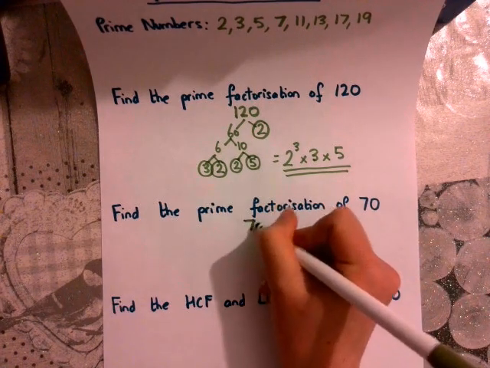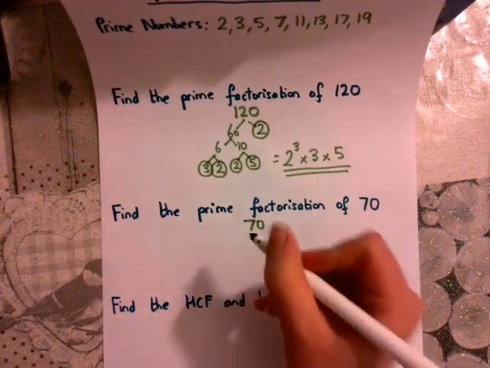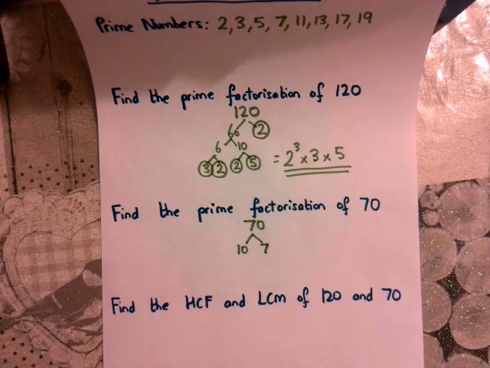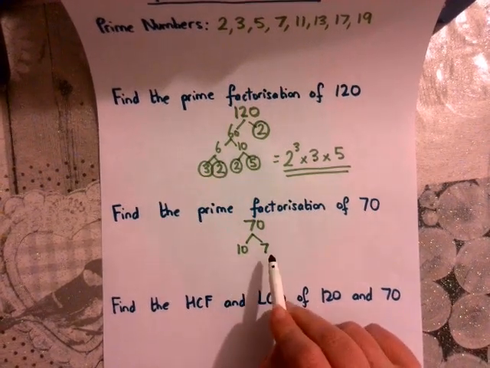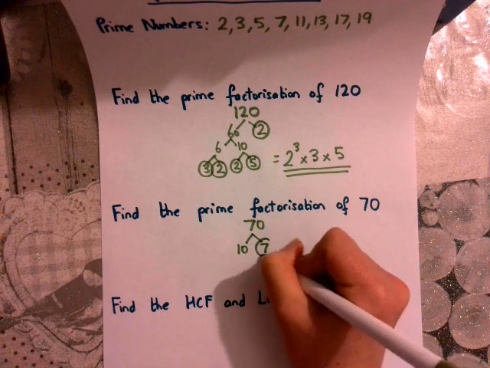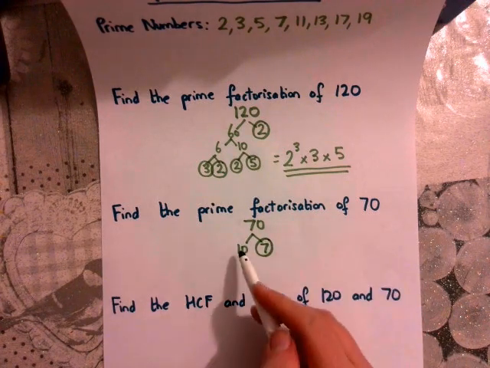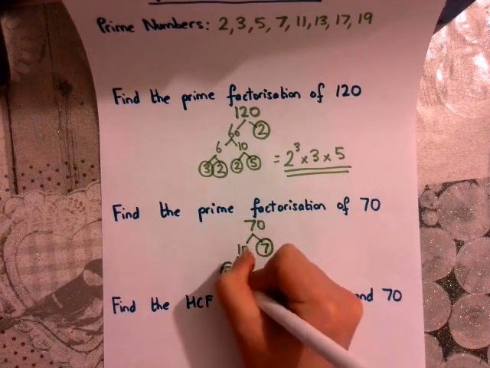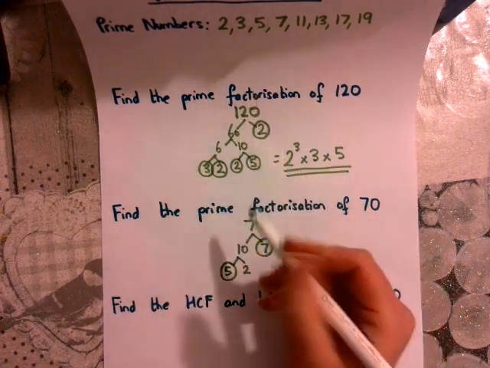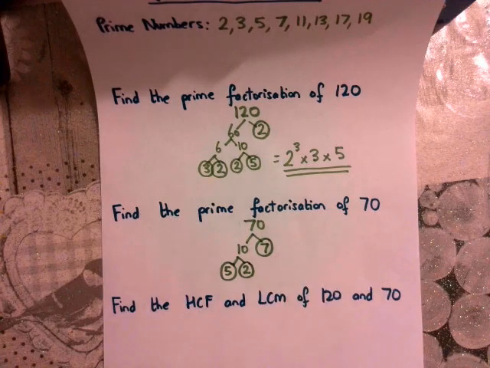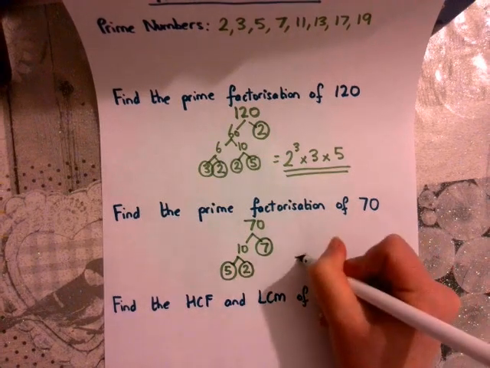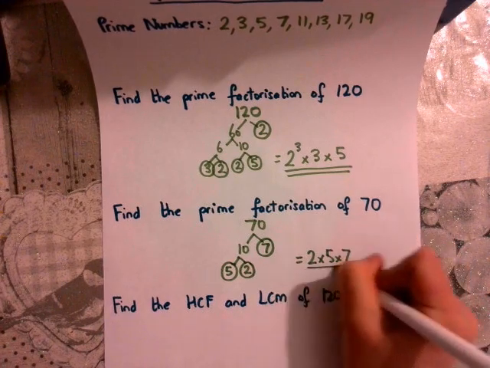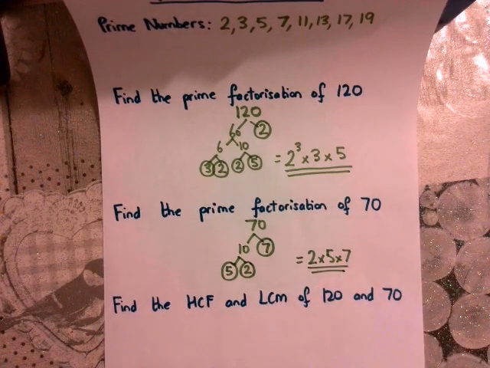So 70, I'm going to go for 10 and 7. So actually this one is going to be a little bit easier to split up. 10 is not a prime number, but 7 is. So I can put a circle around 10 like that. And then 10 I can split up into 5 and 2. And 5 is prime. It's in my list up there, look, and so also is 2. So that one is done very quickly. That would just be 2 times 5 times 7, and that would be my answer for that one.